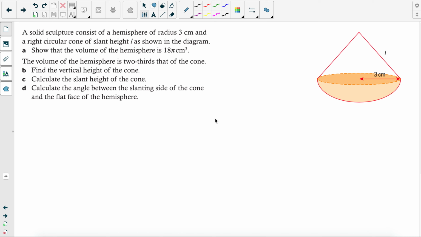In this video, I'm going to go through an interesting question I found from the review questions at the end of your chapter. It deals with a compound shape, so I thought it would be good to see how we can use different formulas in here.